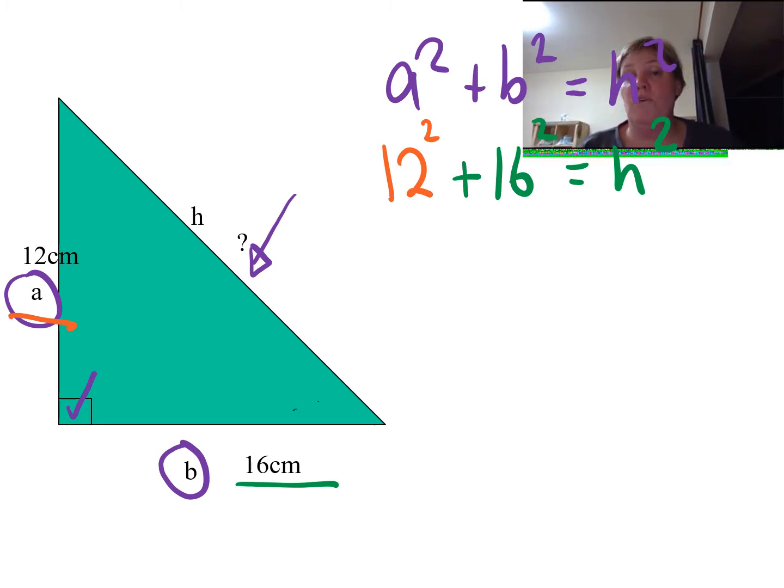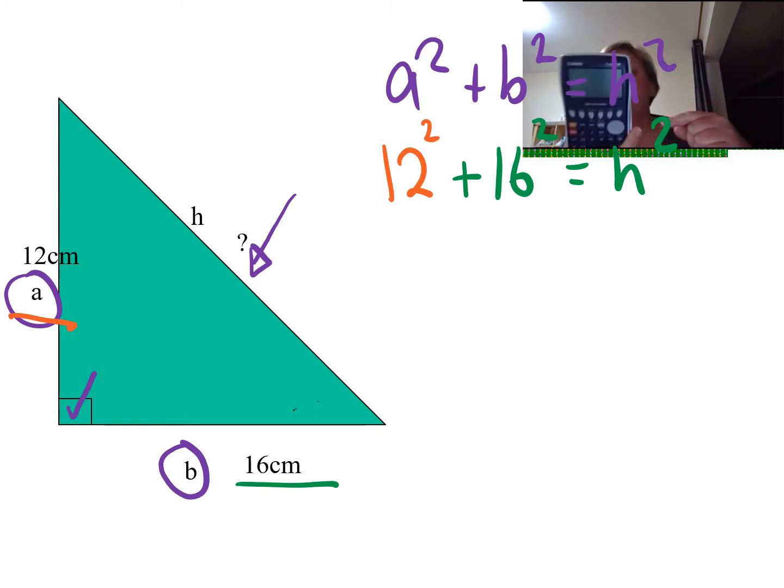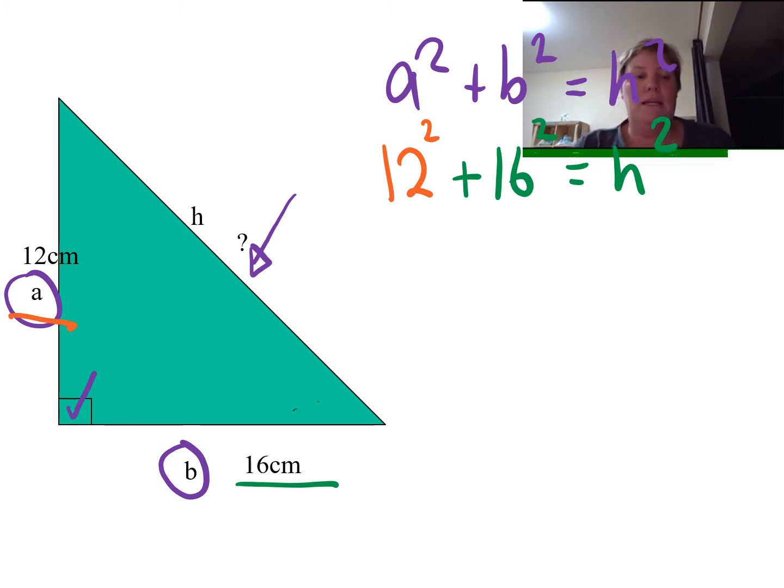The next step involves using my calculator. Remember my best friend? This one looks a little different, I think, to the one you use at school. Don't panic, this is just my Casio at-home calculator.